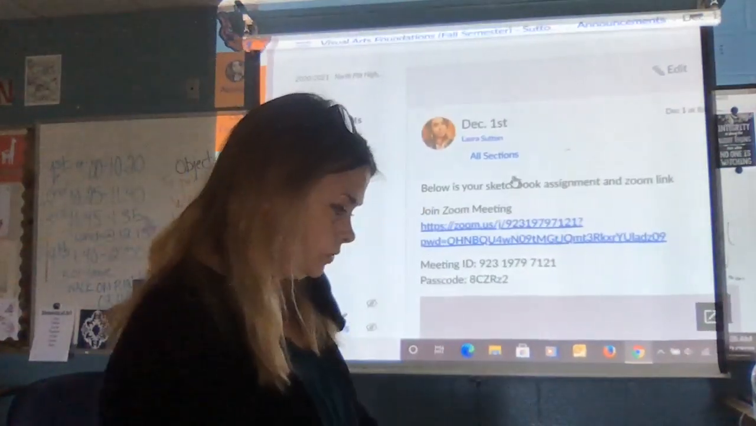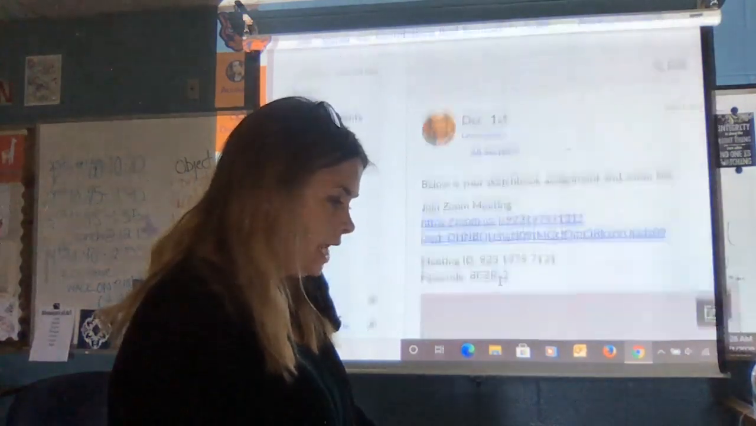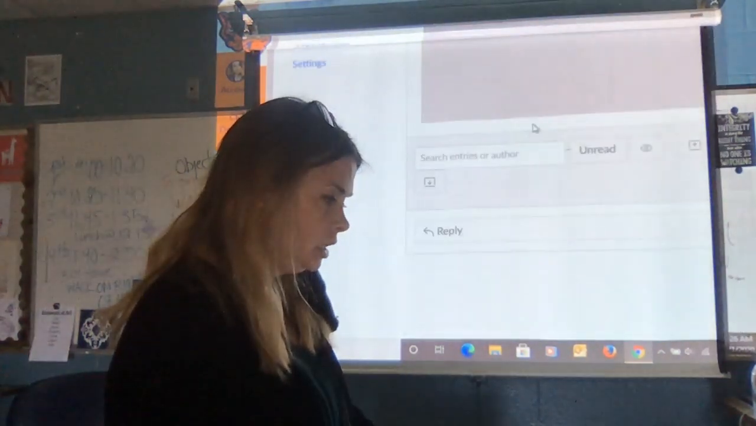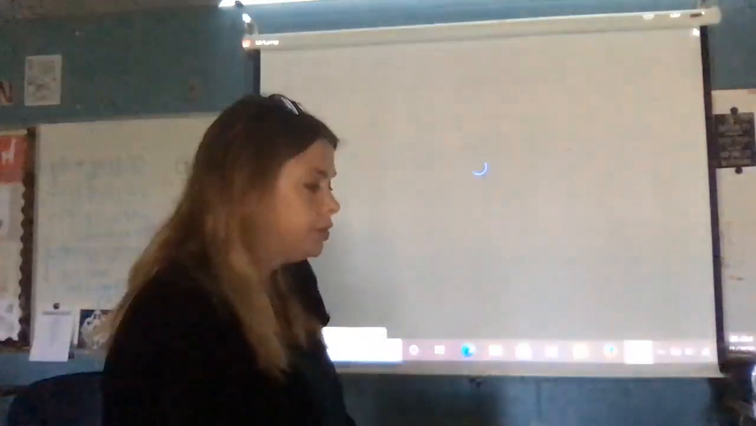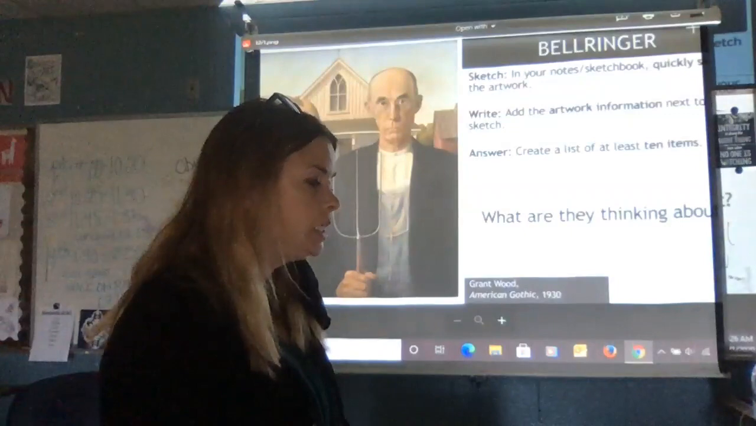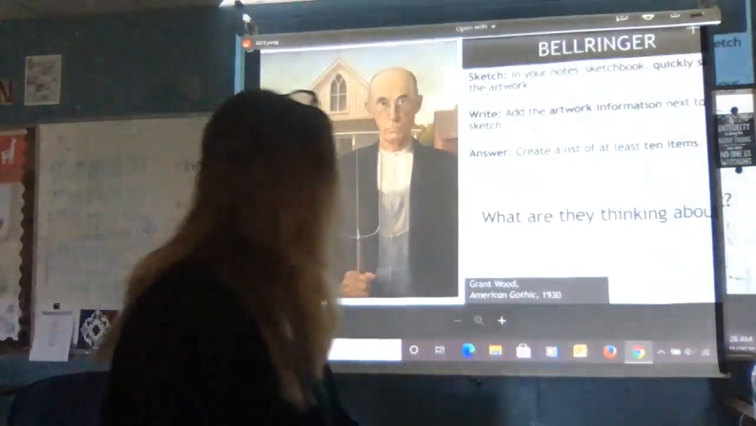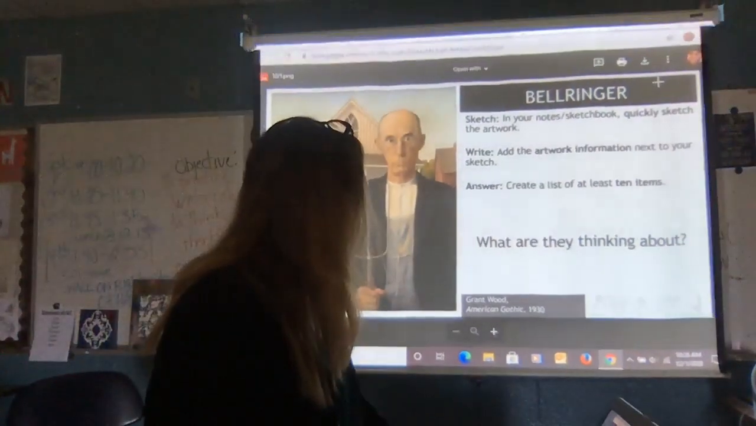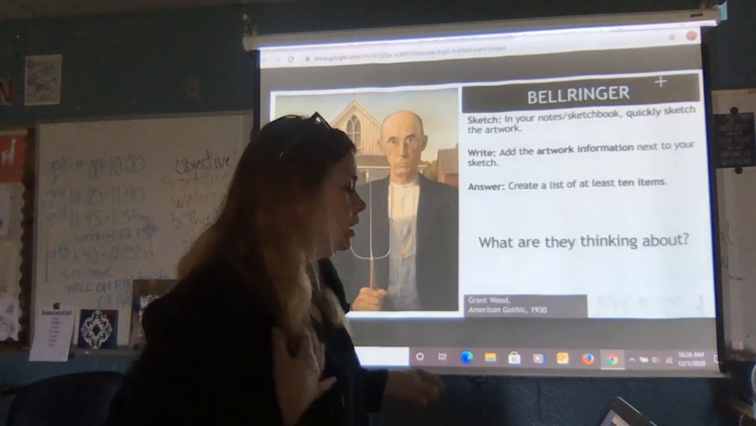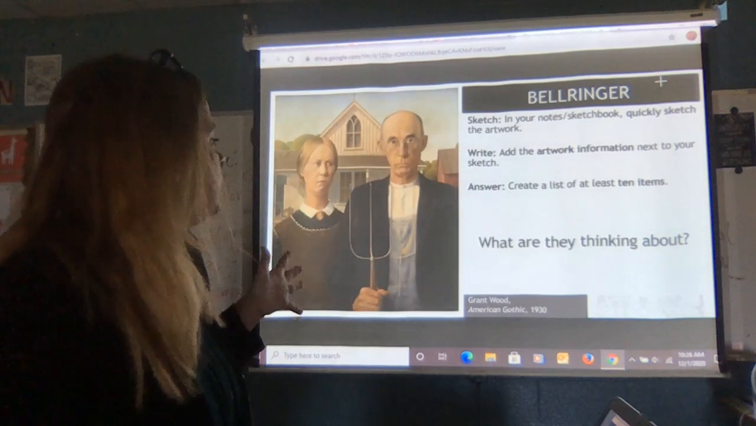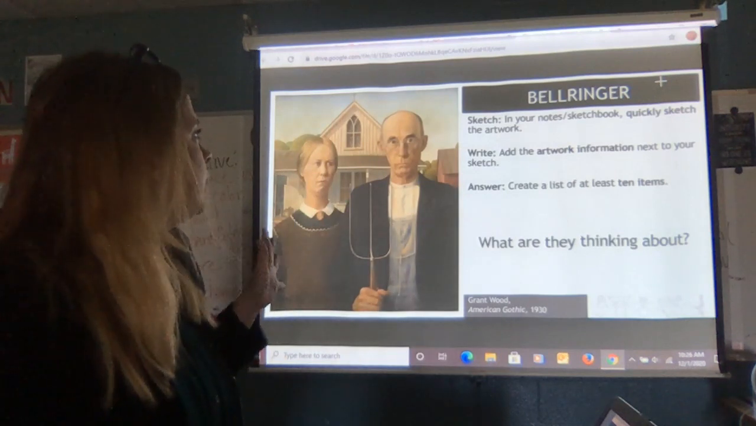Everything moves. Your sketch for today is going to be, if I could stop moving things. You're going to sketch this painting. It's a very famous painting. You probably have seen it before. The title of the painting is called American Gothic. And it's an American painter, Grant Wood, very famous.